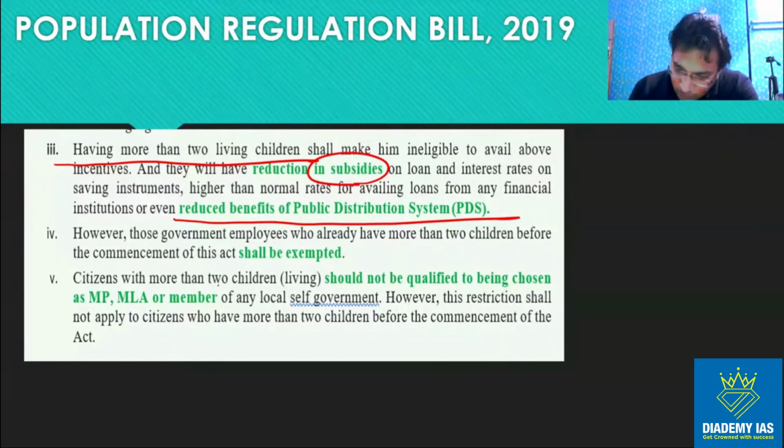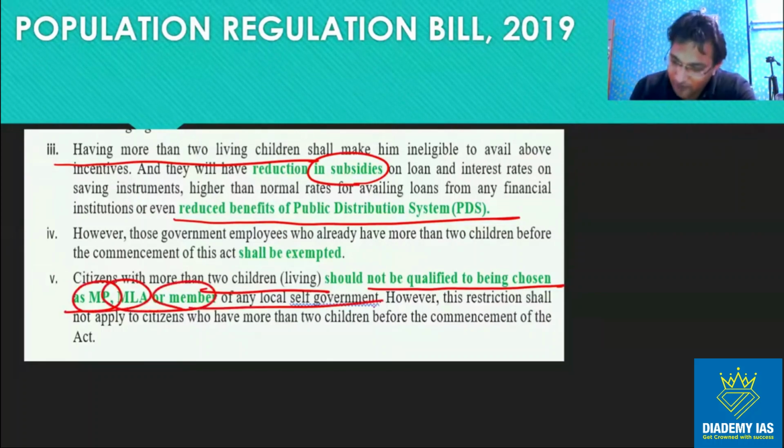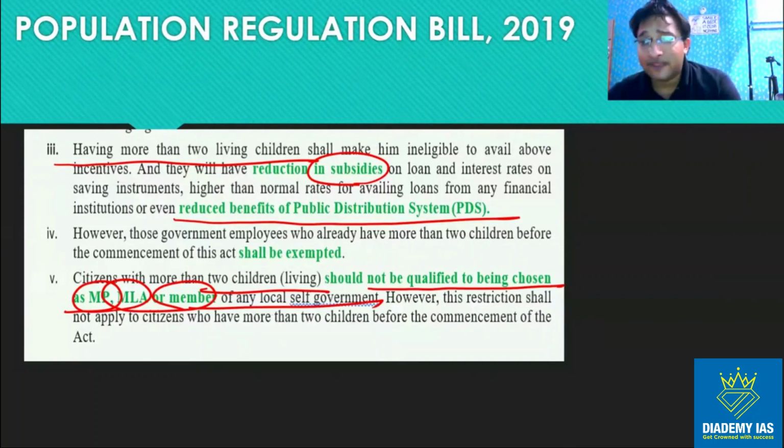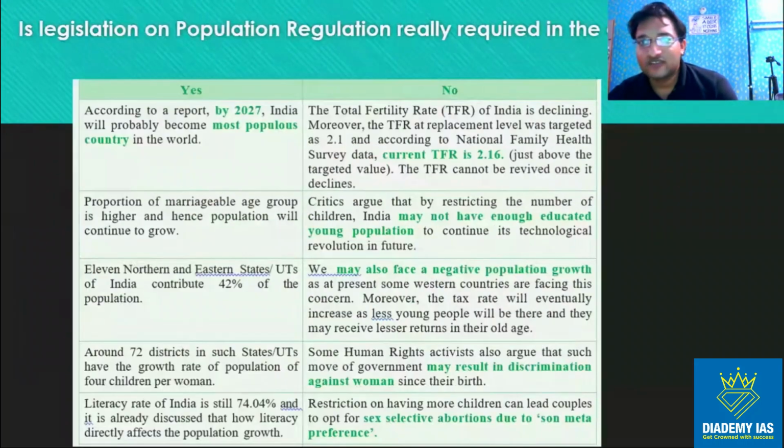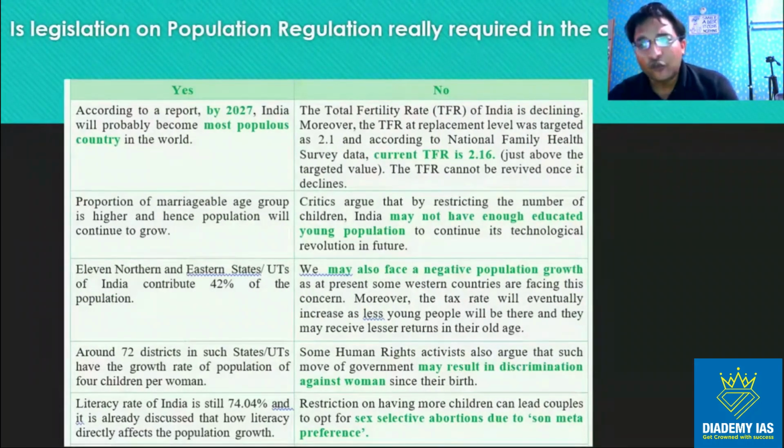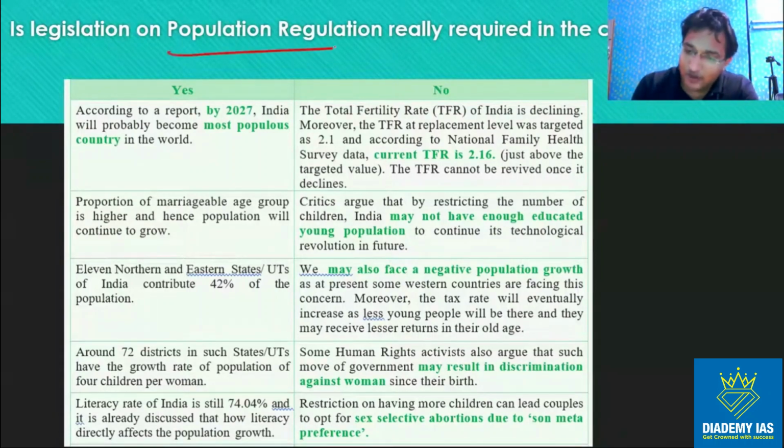The citizen with more than 2 children should not be qualified to being chosen as MP, MLA, member of local government, right? So मतलब अगर आप 2 से ज्यादा बच्चे पैदा करते हो तो आप गवर्नमेंट जॉब नहीं कर सकते हो, आप MP, MLA, मिनिस्टर नहीं बन सकते हो, ठीक है। So this was the proposal. There are different views whether this proposal is right or not, whether population regulation is required or not.